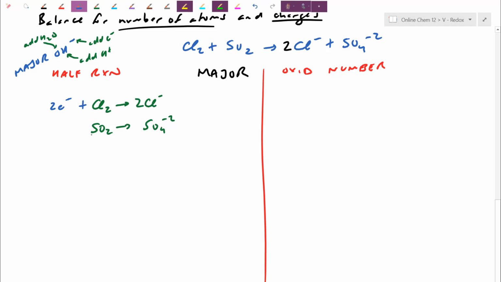How about the other equation here? The sulfurs are balanced, the majors are balanced. I have 2 O's on the left, 4 O's on the right. Don't care about the charge right now. I need to add 2 waters to the left-hand side.